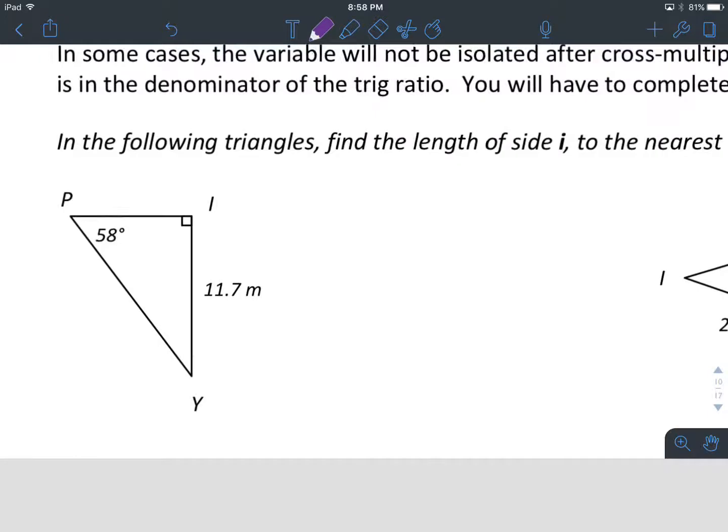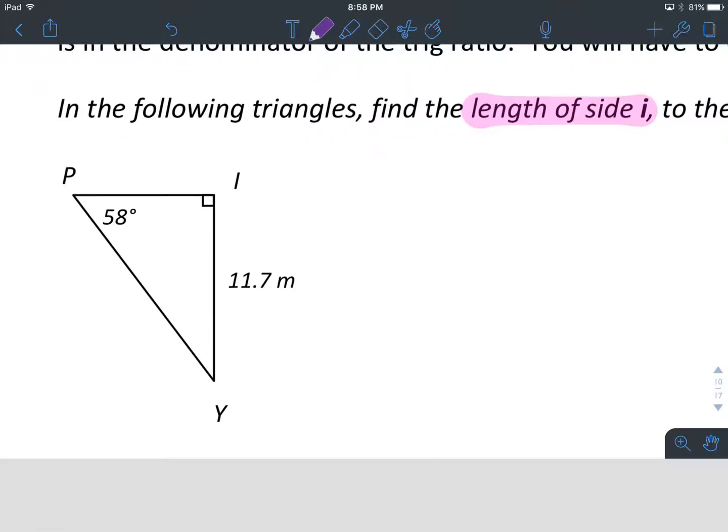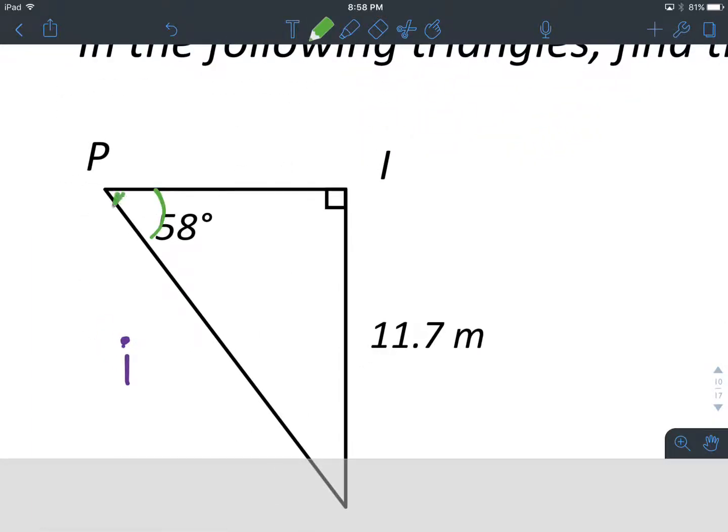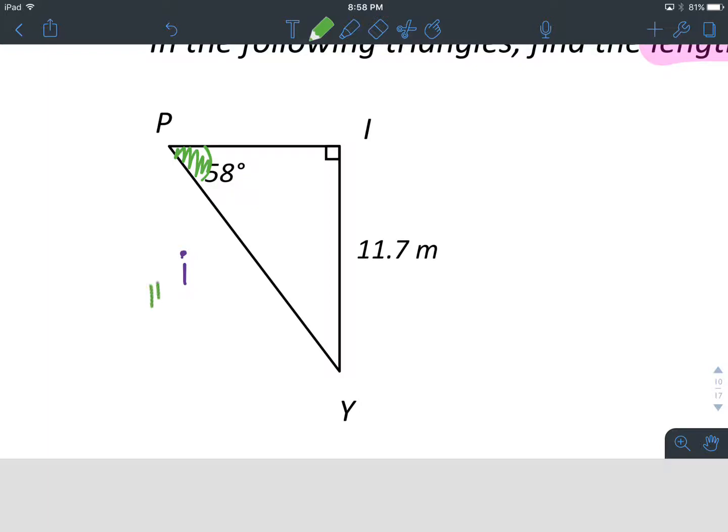So heading to the bottom two examples, we are now trying to find the length of side little l. So little l is right here. So if we want to find the length of side little l, let's start by labeling our reference angle, which again I will choose here as 58 degrees because it's kind of easy, and I'm going to label all the remaining sides. So there's my hypotenuse, there is my opposite, and there is my adjacent.